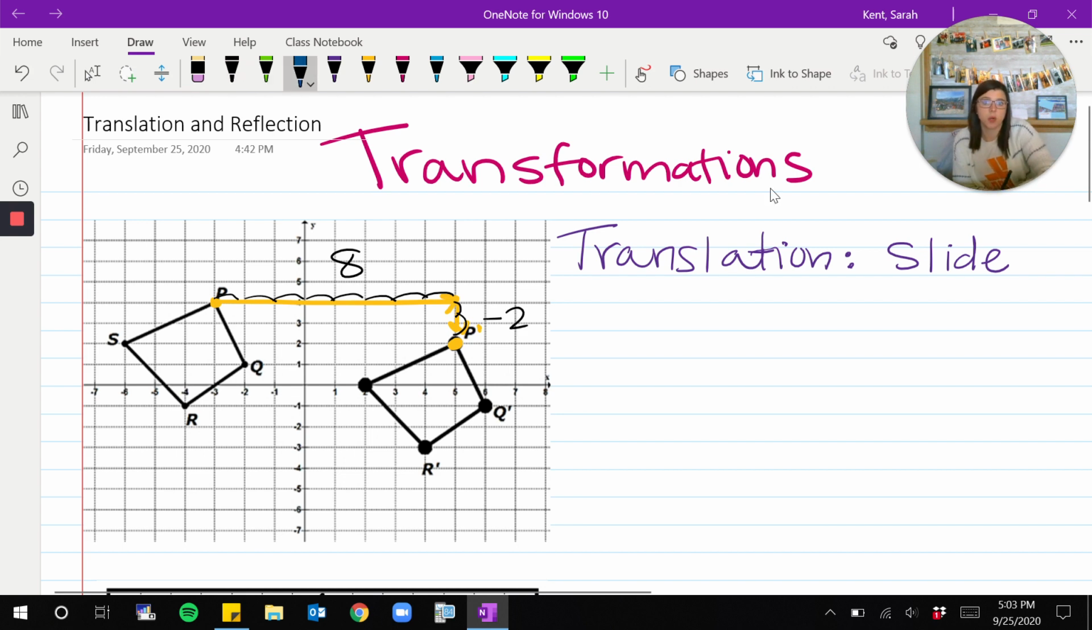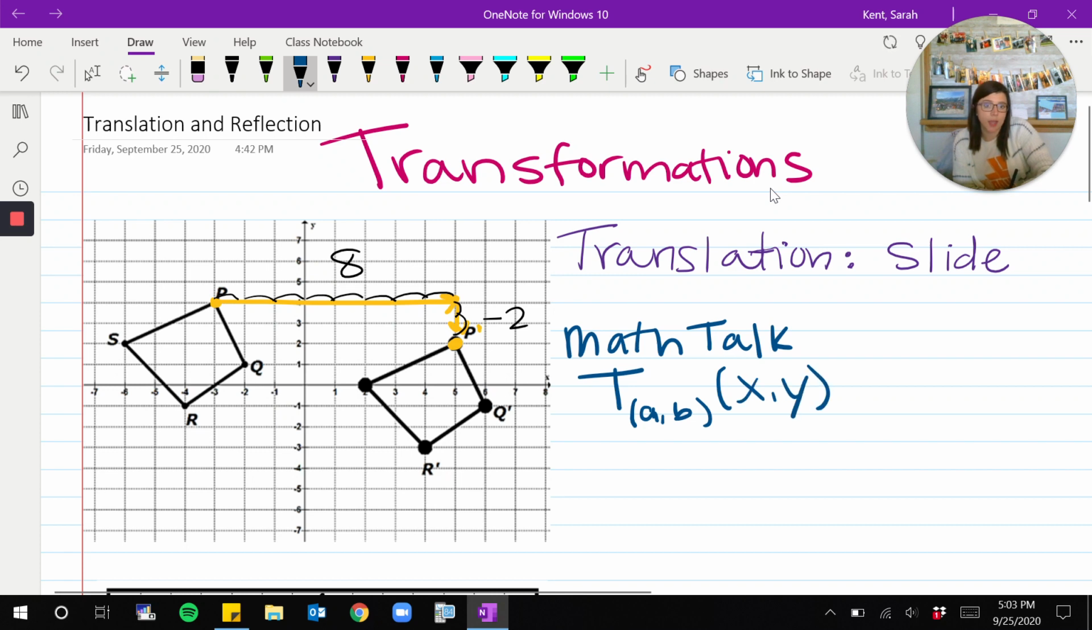How you'll put this for the math terms or math talk is you're going to have a big T for the translation, and then in the little at the bottom, you'll say how far it goes over and how far it goes up or down. And that will tell us how to move 1 point, X or Y. So all it means is you can take X and add A to it, and then take Y and add B to it, and you'll get the new point.